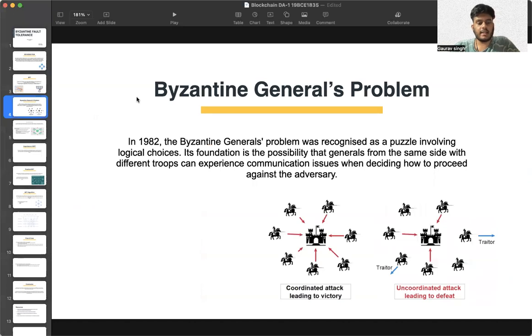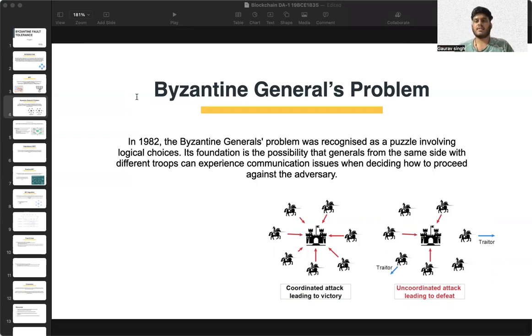Now let us dive deep into what exactly the Byzantine generals problem is. Let me explain it to you. This problem was first acknowledged in 1982 as a logical decision puzzle. It is based on how generals on the same side with different troops have a communication problem in making decisions about the next move against the enemy, since at that time there were no telephones, of course.